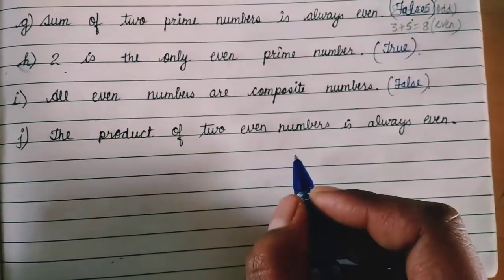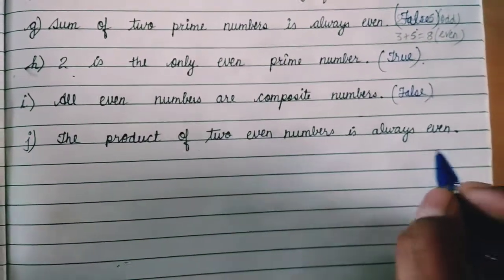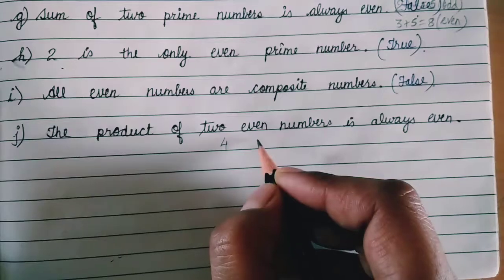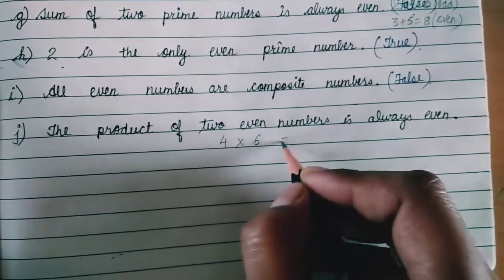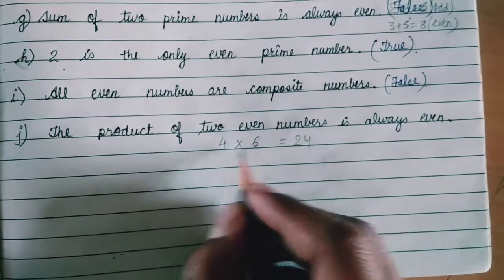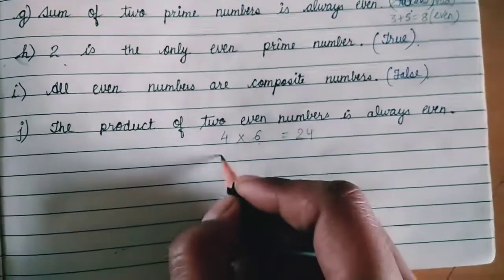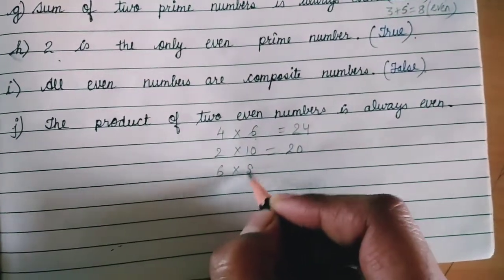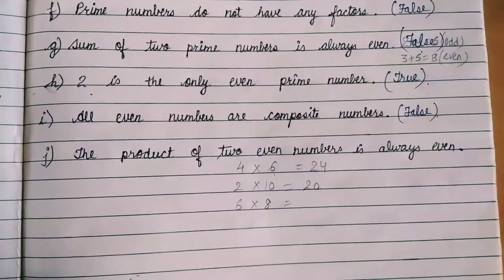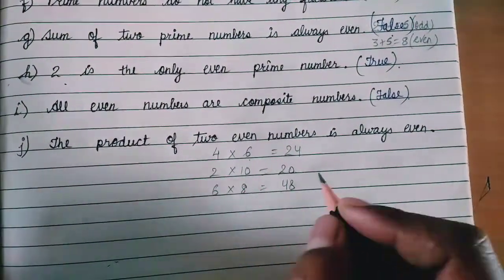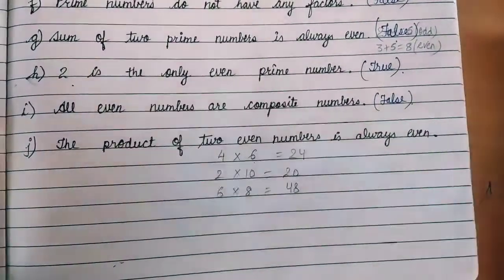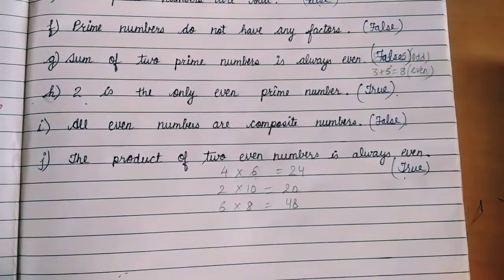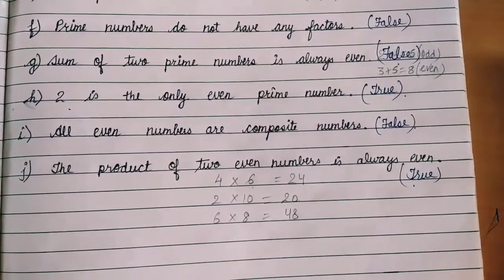J: the product of 2 even numbers is always even. This statement is absolutely true whenever we take any 2 even numbers, like 4 and 6. 4 times 6 is 24. These 2 are even, and the answer is also even. 2 into 10, the answer is 20. 6 into 8, the answer is 48. So whenever we multiply any two even numbers, the answer is even. So this statement is true. Here we completed the second question of exercise 3.2.